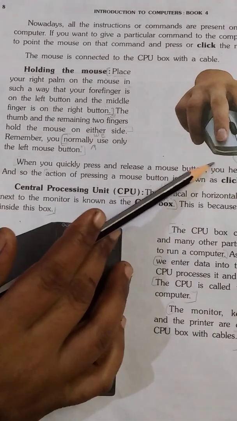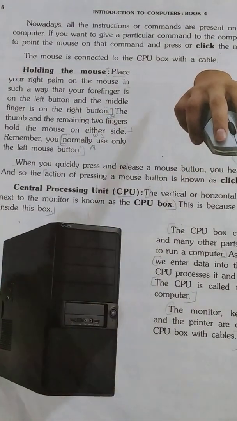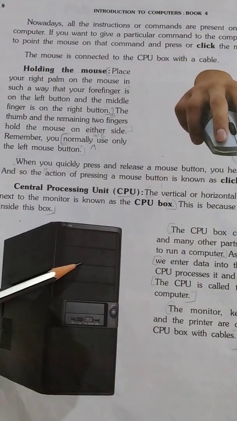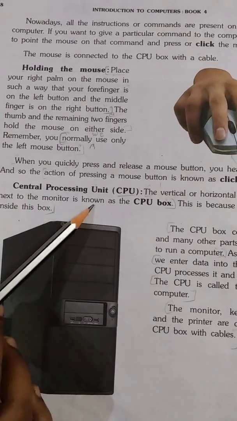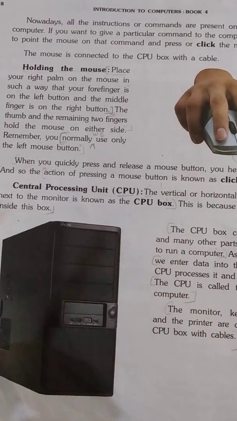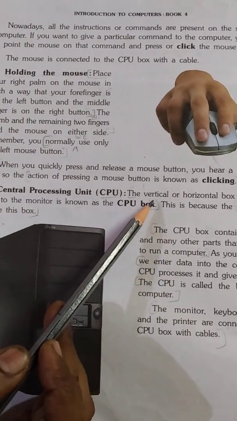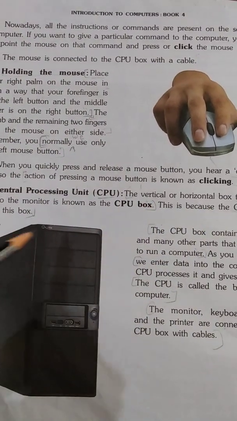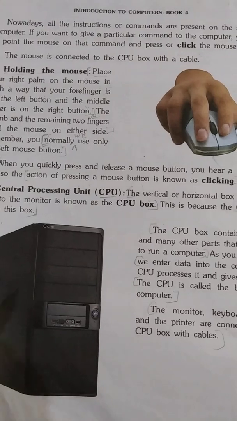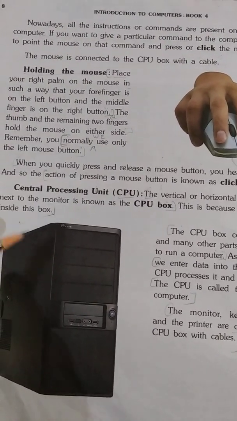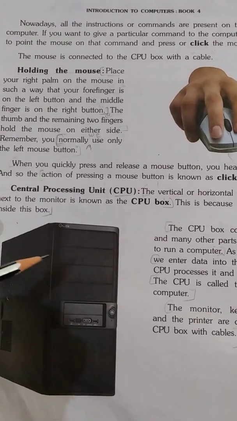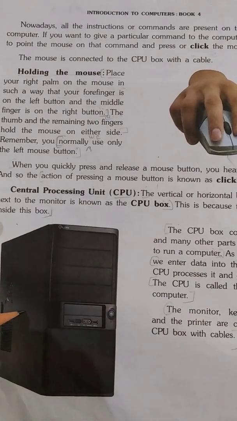Now, this mouse and keyboard are connected to what? The CPU with the help of a wire. Today I am going to teach you the central processing unit, that is CPU. What is it? A vertical or horizontal box that you see next to the monitor. It's known as a CPU box.